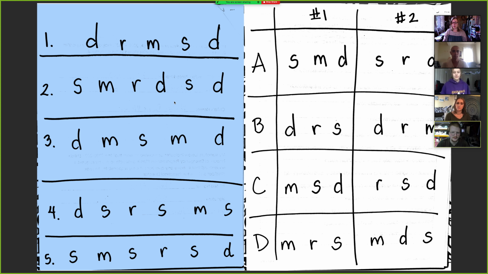I'm going to highlight this page in blue, and I want you to look at the blue page. These are going to be our warm-up patterns that we're going to use to get ready for the rest of the activities. So let's just read row number 1 together. Hand signs are optional, but I'll use my hand signs. Do, re, mi, so, do.